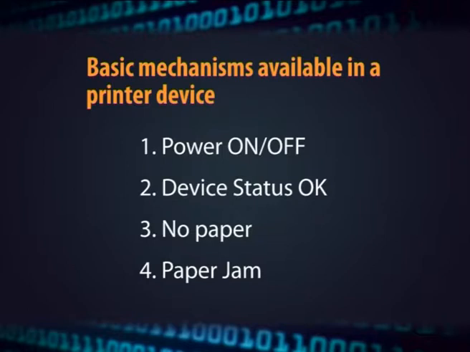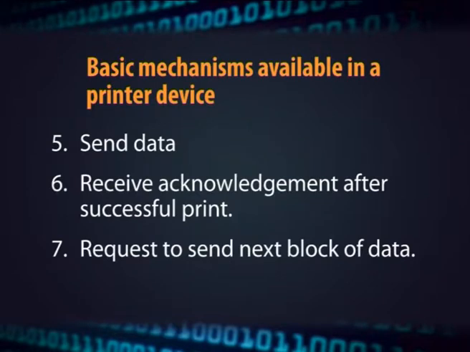For example, the mechanism to check for in a printer device could be power on/off. Second, whether the device status is okay or not. The third thing to check in a printer device is whether the paper is there or not. Fourth is to check whether there is any paper jam. Fifth is to check if it is able to send data. And next is whether it is able to receive acknowledgement after a successful print. The seventh is the request to send the next block of data. These are the basic mechanisms available in a printer device.